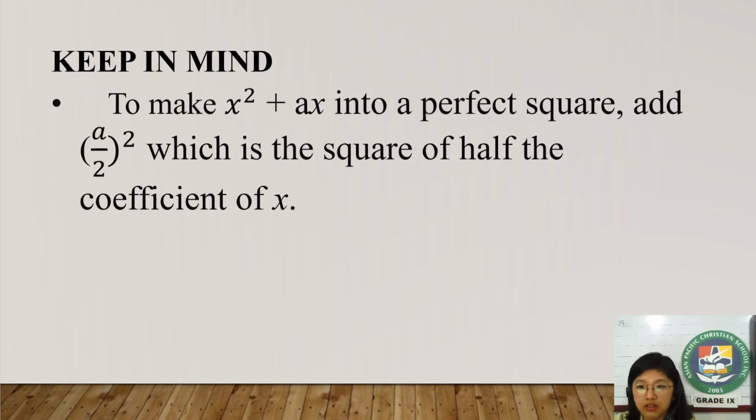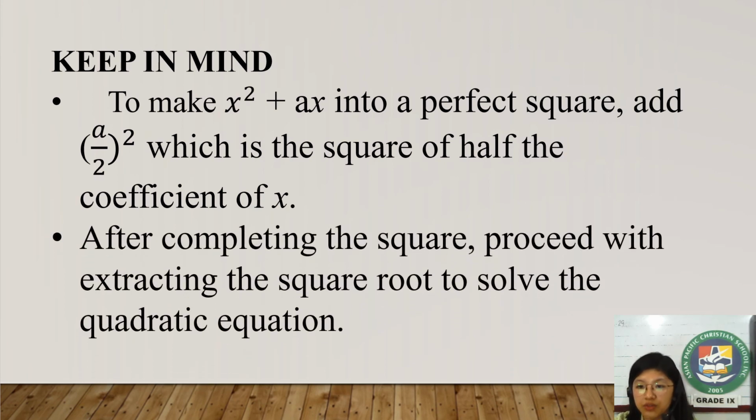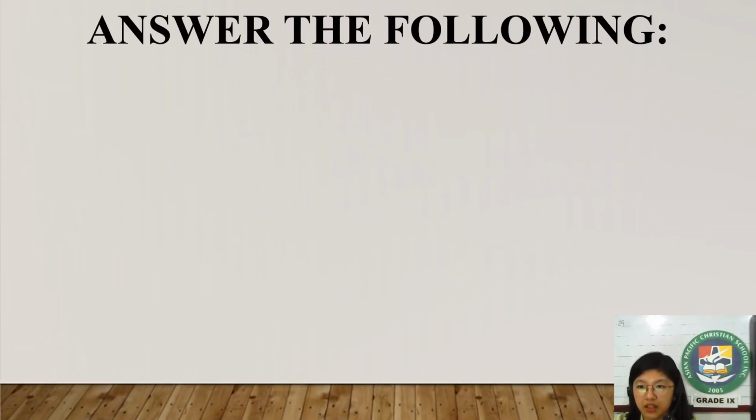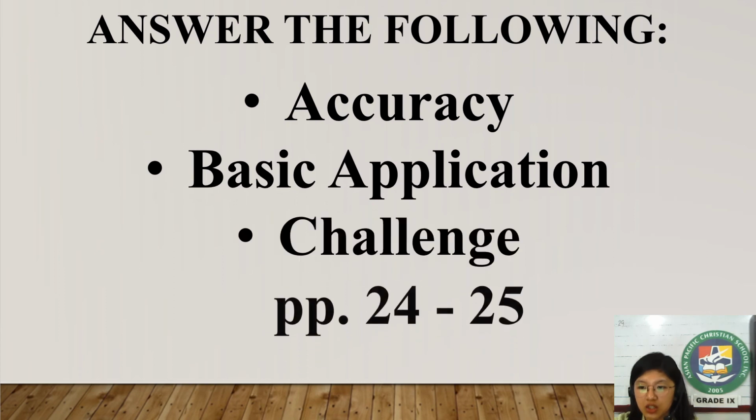So, keep in mind, to make x squared plus ax into a perfect square, add the half of the coefficient of x, or the square of half the coefficient of x. And after completing the square, proceed with extracting the square root to solve the quadratic equation. And kapag naintindihan nyo na, answer the following on your book, page 24 and 25. So, accuracy, basic application, and challenge. Pag hindi nyo pa naintindihan, just watch the video again.